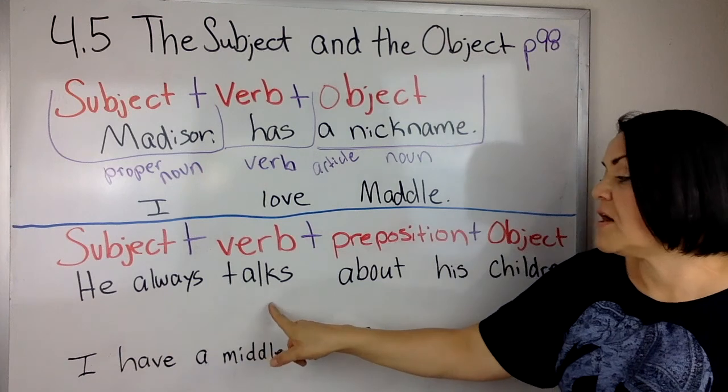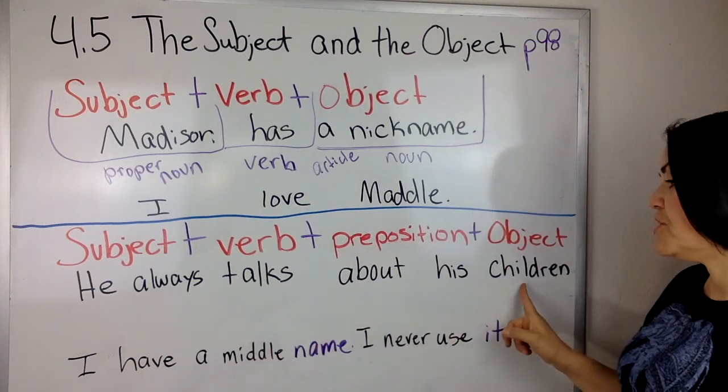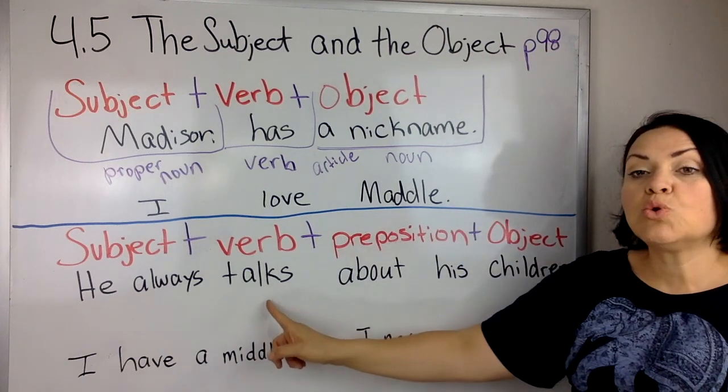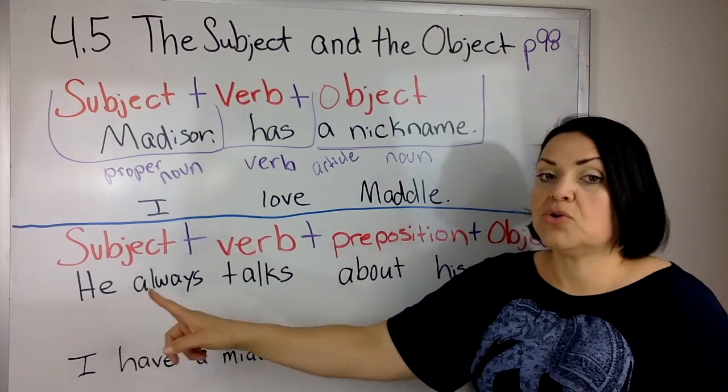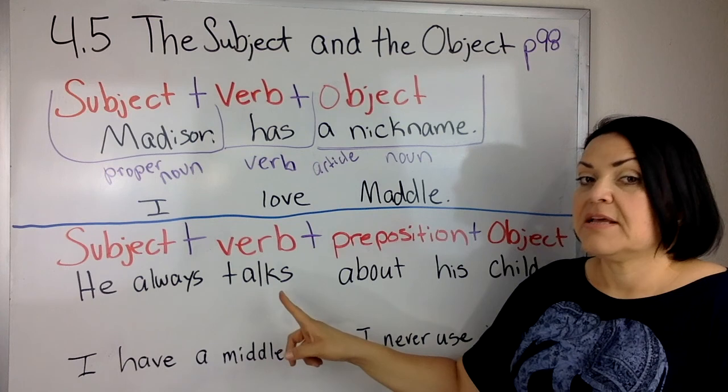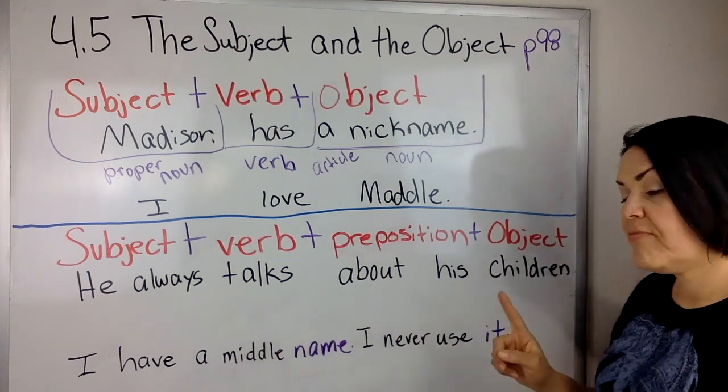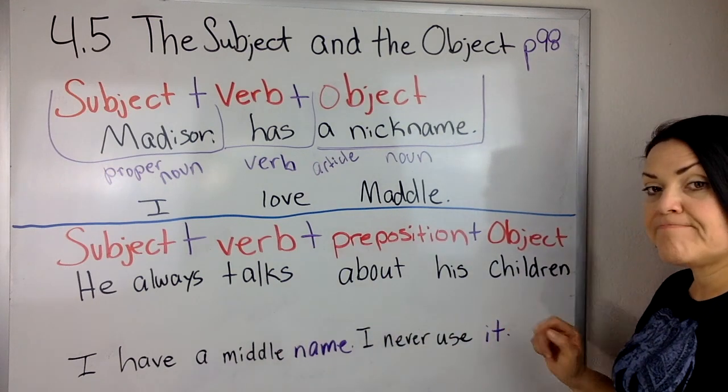He always talks about his children. So who is he talking about? He, the subject. Who is he talking about? He talks about the children.